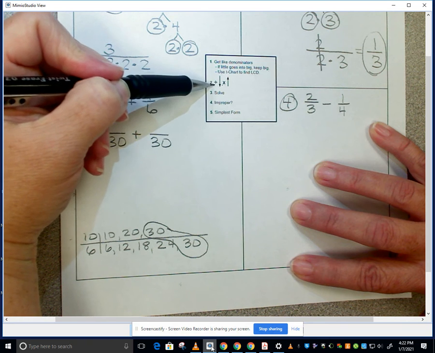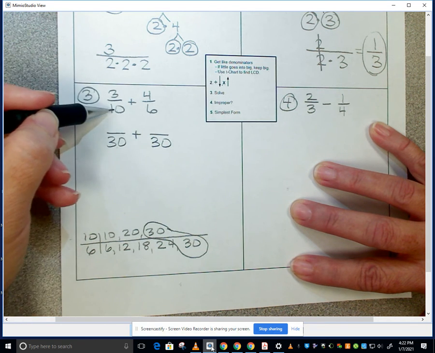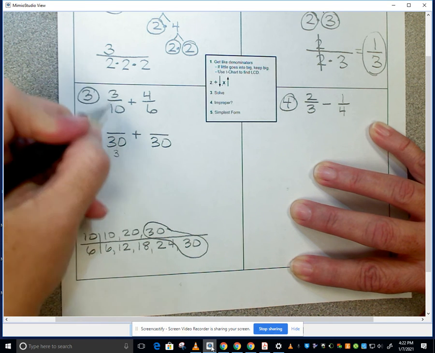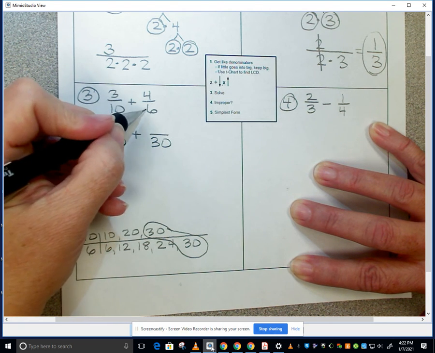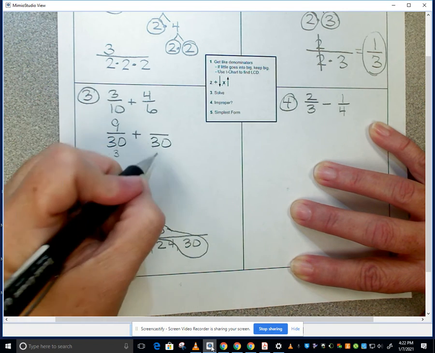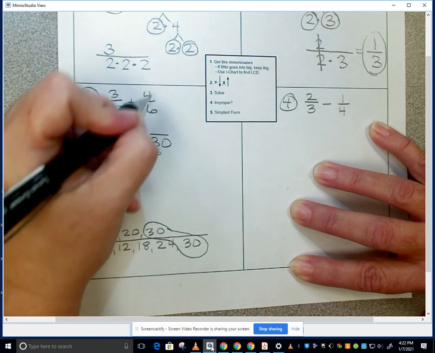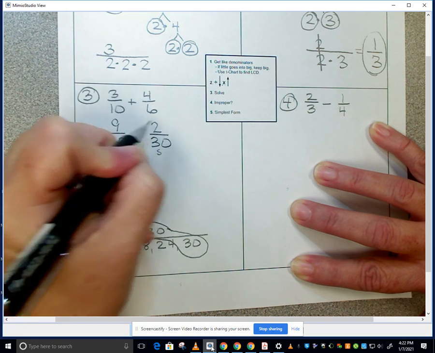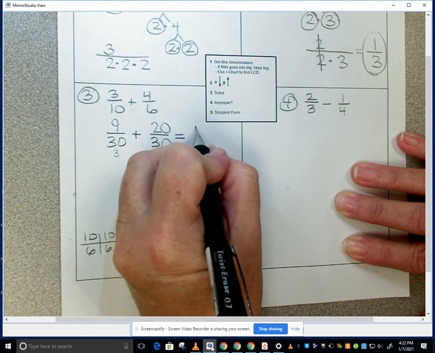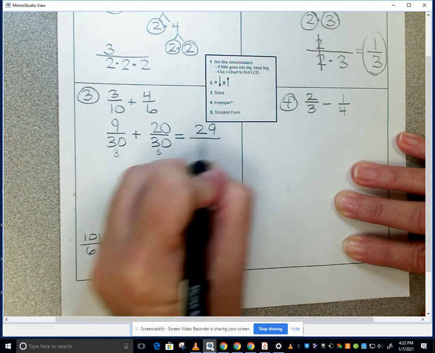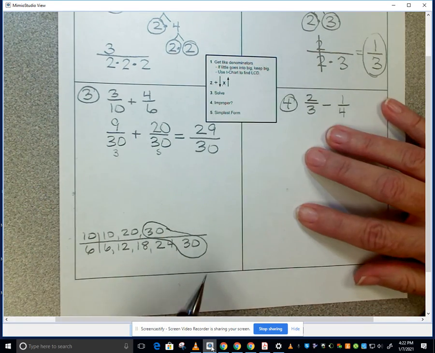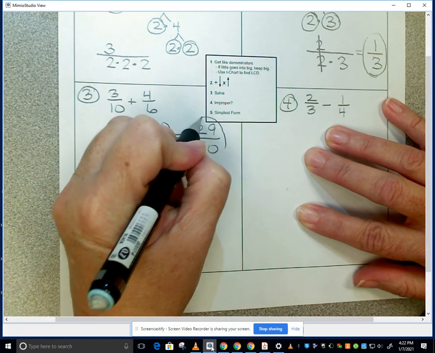Now let's divide down, multiply up. 10 will go into 30, 3 times. 3 times 3 is 9. We're going to divide down, multiply up. 6 will go into 30, 5 times. 5 times 4 is 20. Coming across, 20 plus 9 is 29. And then 30. Now, I can already tell you that this is in simplest form.